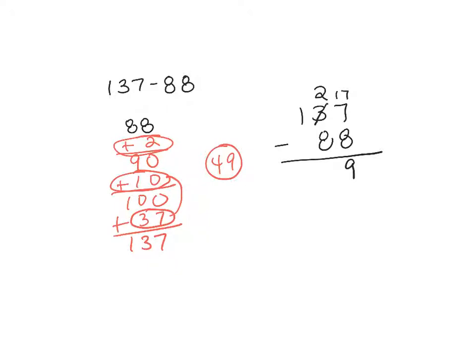17 subtract 8 gives me 9. And now I have to take 8 from 2 in the tens place. Once again, I can't do that, so I have to take 100 away, make that a 0, and make 10 tens, which is the same as that 100. I'm going to put that in the tens place. 12 subtract 8 gives me 4, so I get 49 that way too.